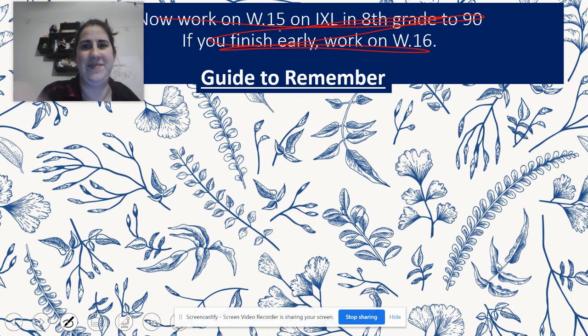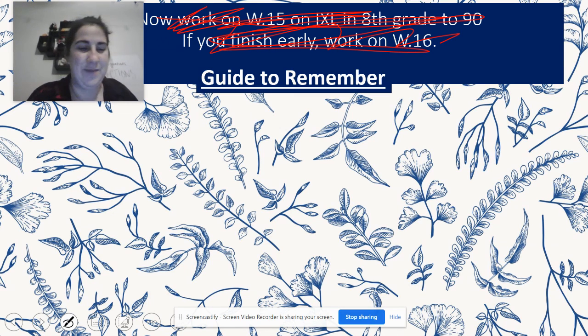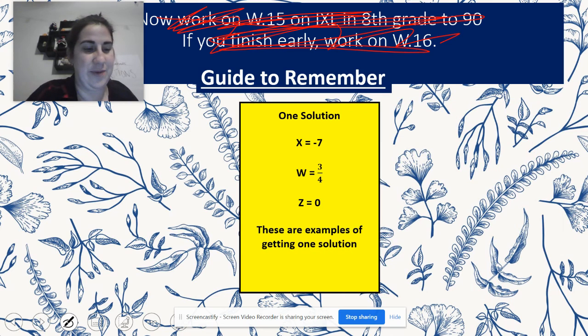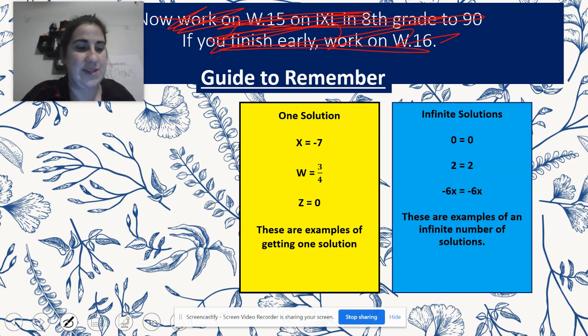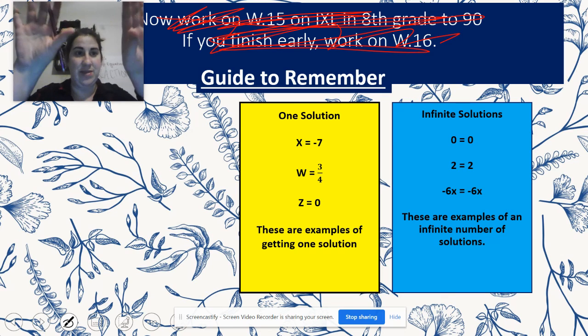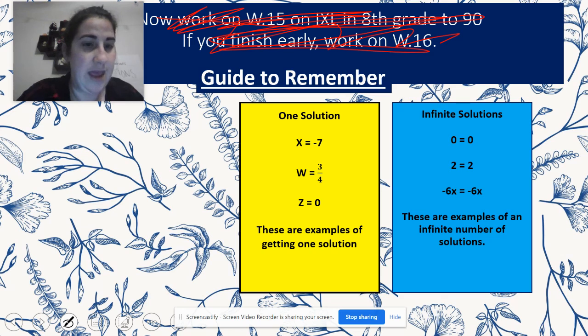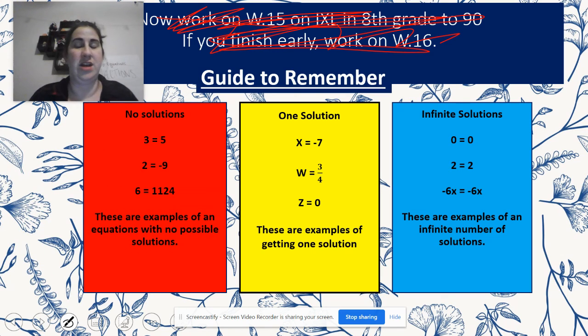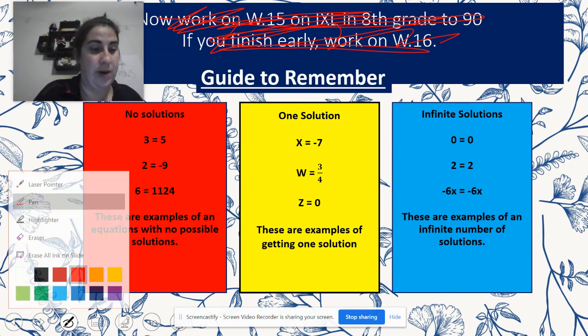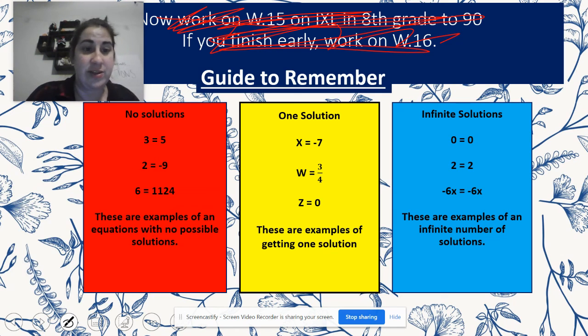But here's a short little guide to help you remember. One solution: you will always have only one number and the variable on one side and one number. Infinite solutions: you will have the same thing on both sides of the equal sign. And no solution: you will have a statement that's not true, so 3 does not equal 5. Remember if you were on the live conference, what Mason did with Mr. Sheets's joke or riddle, he only drew one line and made it so that they weren't equal. So that's a no solutions.